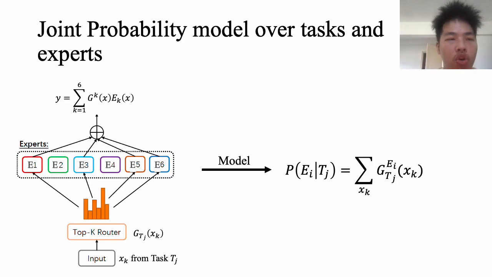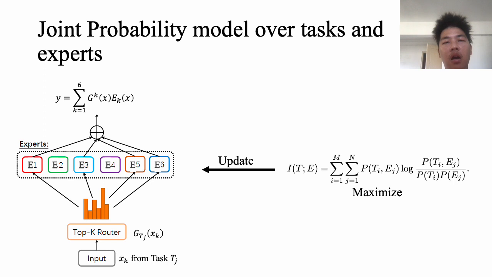Here we introduce a joint probability model over task and expert. We introduce a probability P(E|T), which means the probability of using expert E when we are doing task T. This can be calculated by counting what the router outputs. For example, if the router continually outputs high probability for expert E when doing task T, then it has a high probability of doing that. So we can just sum up the router weighting over all the training examples to calculate P(E|T).